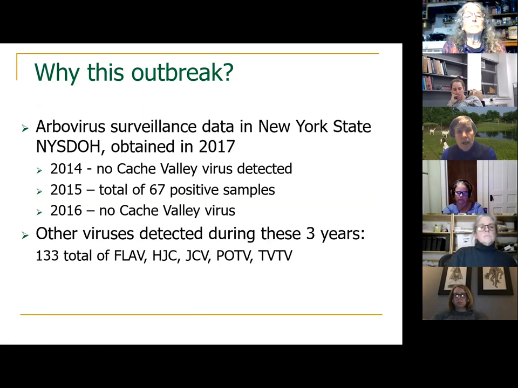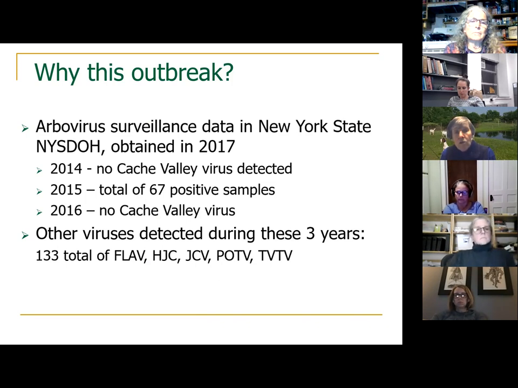So why did we have this outbreak? Back in 2017, we found some information from the New York State Department of Health. The Department of Health monitors mosquito pools every fall for virus activity. There's an arbovirus lab, and they collect mosquitoes and see what viruses are in them. In 2014, there was no Cache Valley virus whatsoever detected. In 2015, they had 67 positive mosquito pools. In 2016, there was none. So in the fall of 2015, there was a lot of this virus activity, and that's when the goat kids got infected.